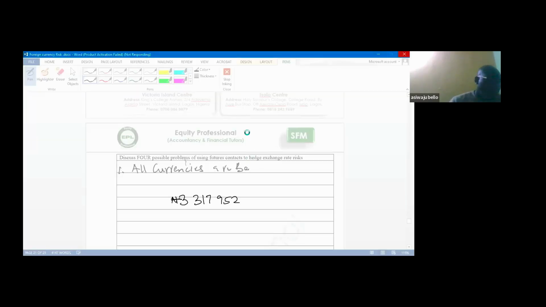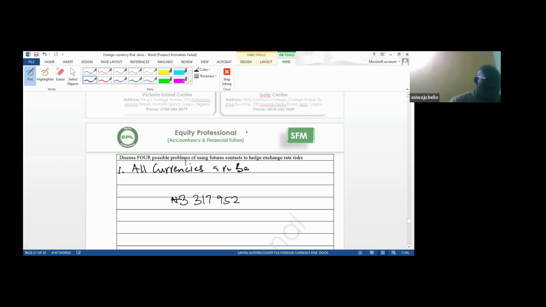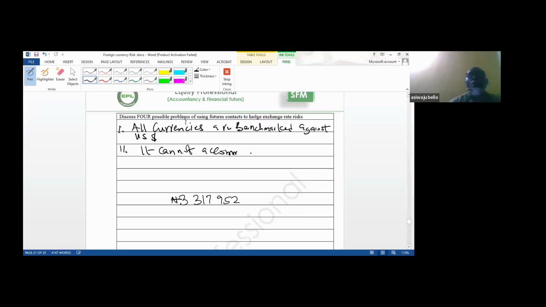against United States dollar. Problem 2. It cannot accommodate fractions.